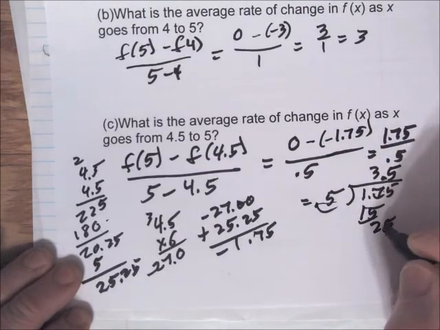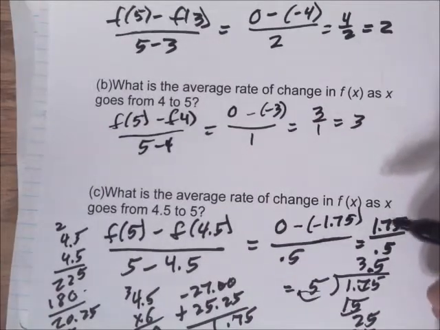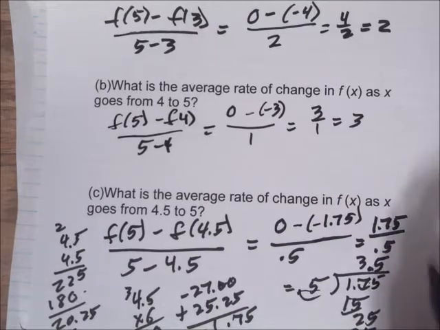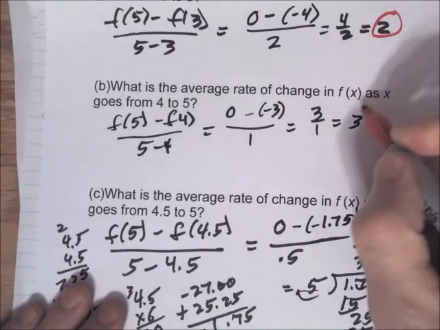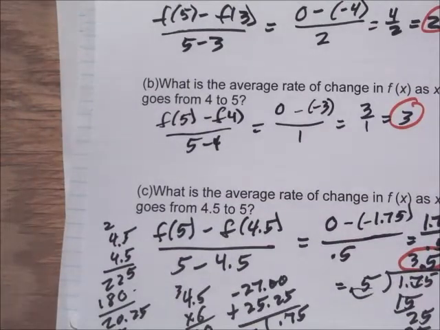3.5. Okay, so the slope, average rate of change from 4.5 to 5 then is 3.5. So this is the answer here. I'll circle the answer. We have slope 2, slope 3, and now it's up to slope 3.5.